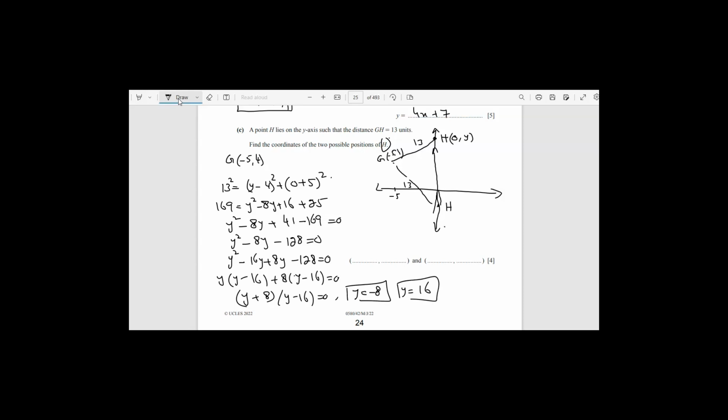So this 16 is actually the value of y which is above the x-axis on the positive y-axis, and the other y is the position of H along the negative y-axis. So we got two values here. So the position is like the first coordinate is 0, we know that, comma minus 8, and the other one is 0 comma 16.